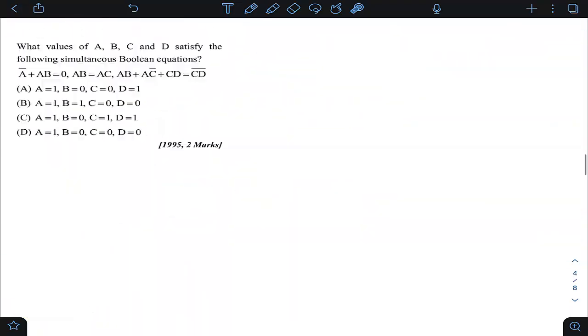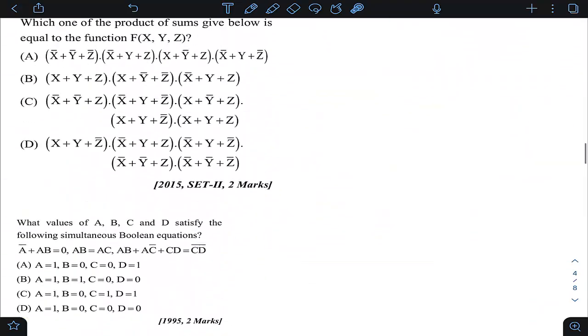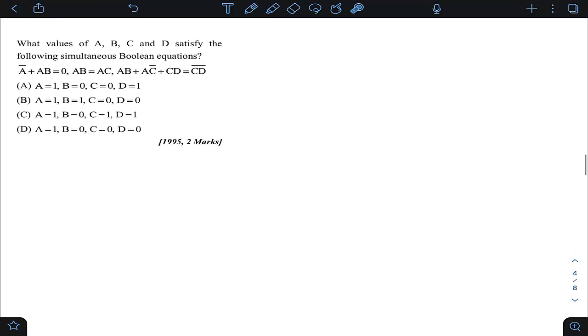So, I think I have collected it here. So, this is the question. Yes, this question, students, was asked in one of the computer science papers of 1995.